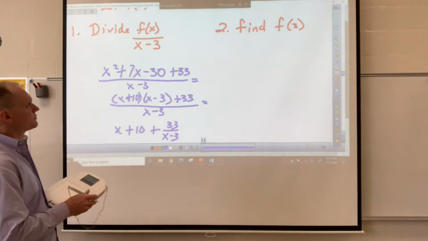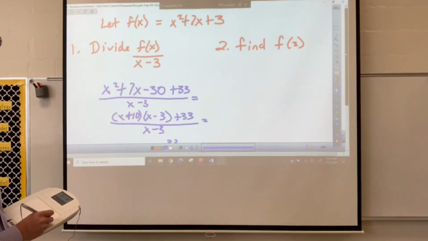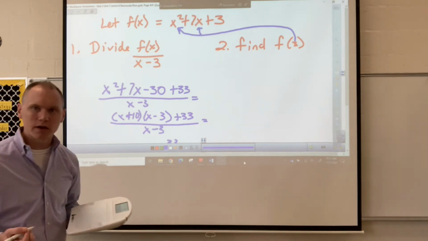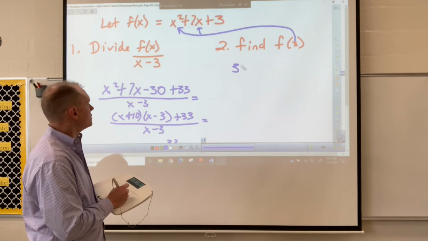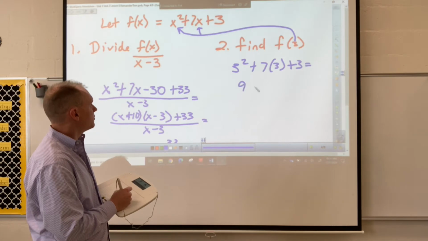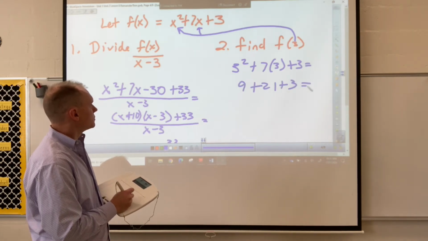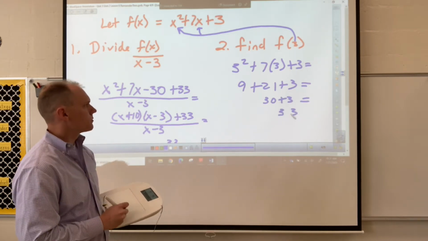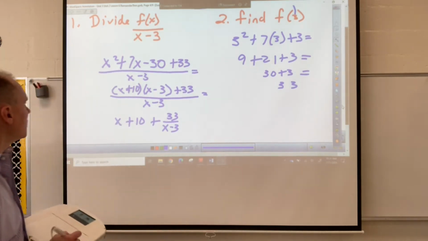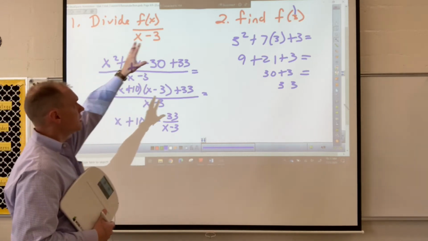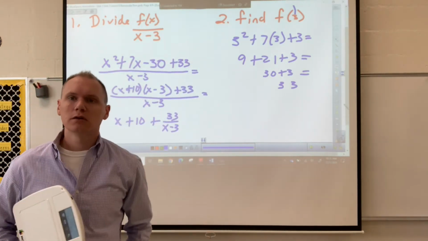Number 2 says find f of 3. That means we're going to substitute 3 in for each of the x's in the function f of x. So when we do that, we're going to get 3 squared plus 7 times 3 plus 3. So it's going to be 9 plus 21 plus 3, which equals, let's see, 9 and 21 is 30, plus 3 equals 33. Do you notice anything in particular that happened when we divided f of x by x minus 3 versus substituting 3 into that function? Do you notice anything?